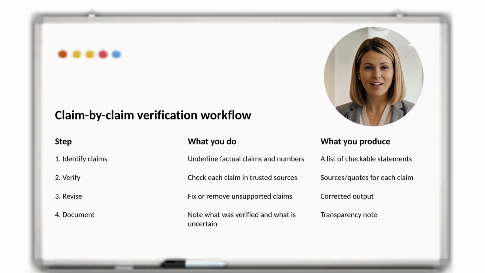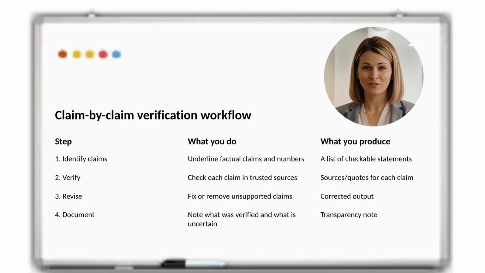Step 2 is verify. Under What You Do, it says to check each claim in trusted sources. This is where you take your checklist and confirm each claim using reliable, evidence-based references. For each claim, you look for a source that clearly supports it and make sure the source is current and relevant. Under What You Produce, it says sources or quotes for each claim. Your output is proof, meaning you can point to a specific article, report, dataset, or expert guidance and show exactly where the claim is supported.